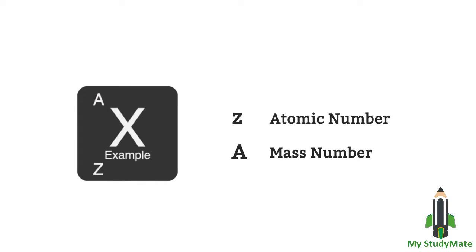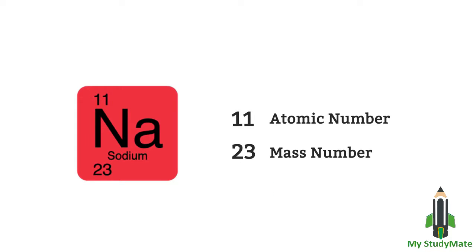The bigger number is the atomic mass number. It depends on the weight of the nucleus. That is the number of protons plus the number of neutrons. Because the mass of an electron is so small, we ignore it.